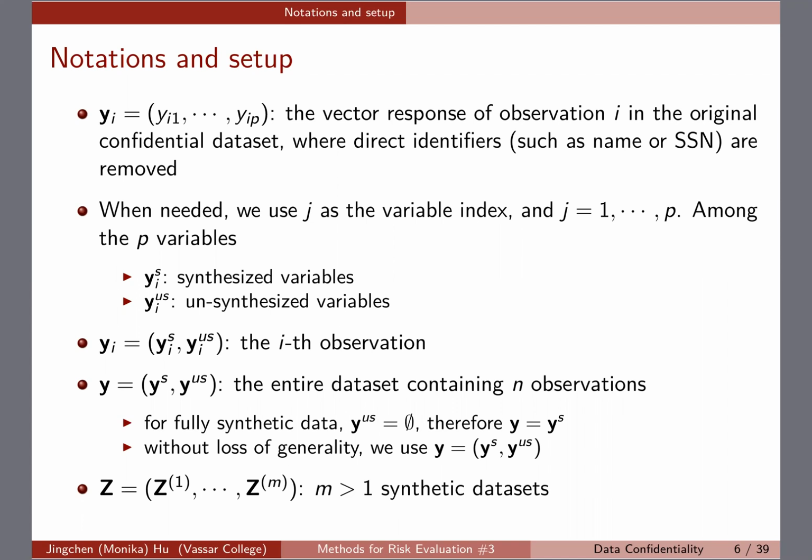Think about Y_i as the vector response of each consumer unit in the Consumer Expenditure Survey. So that will be Y_i. We use j as the variable index, and you will see that j goes from 1 to p because you have p variables in total. We know that among the p variables, some of them are synthesized, so we use Y_i with the superscript S to denote that.